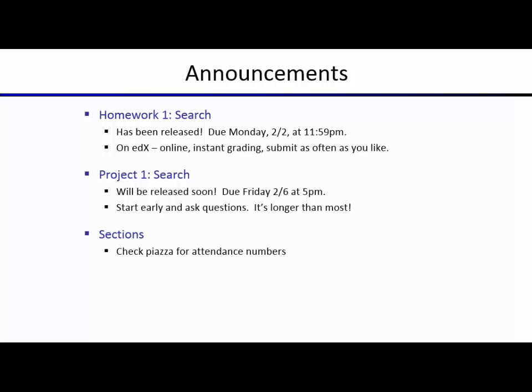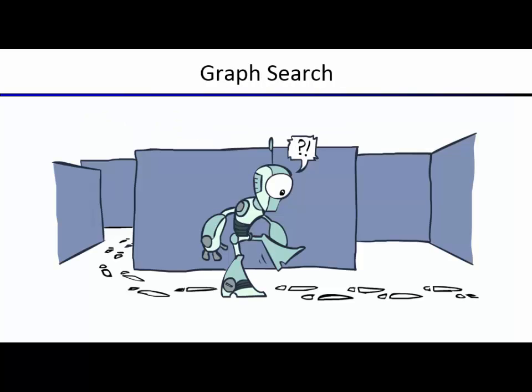All right, let's get started then. Graph search. So the search algorithms we've seen so far might consider the same state twice. And so you might end up doing some redundant work. So let's see how we can avoid that.